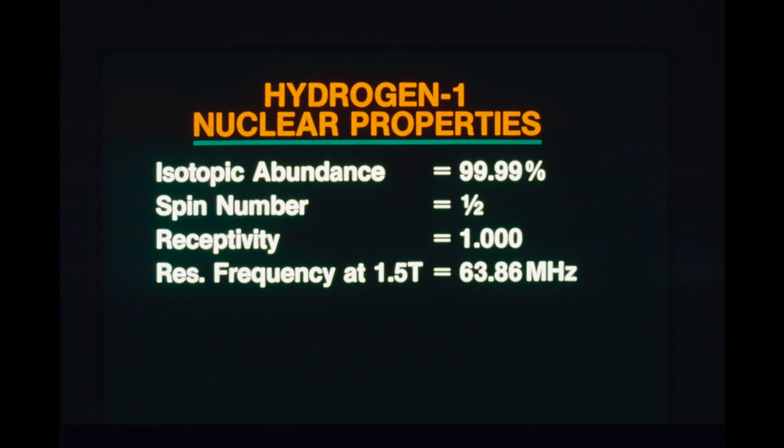The mixture of the sensitivity and the isotopic abundance is this term. For hydrogen, that's set to 1.000 for comparison to other nuclei. And as an example, at 1.5 Tesla, 15 kilogauss, 15,000 Gauss magnetic field strength, protons resonate at 63.86 megahertz.